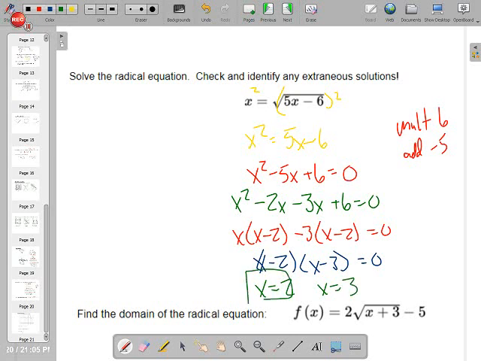Maybe. With these problems, you need to definitely go back and check them, because they might satisfy this quadratic that I solved, but they might not solve the original equation. They're called extraneous solutions. So I'm going to take 2 and plug it in, and I'm going to see if it makes a true statement.